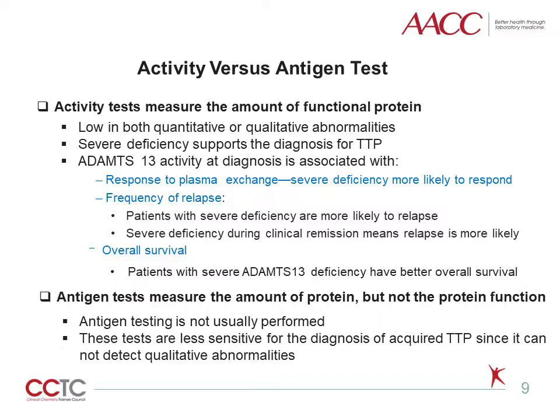ADAMTS13 activity is also associated with overall survival. Patients with severe ADAMTS13 deficiency have better overall survival than patients without severe deficiency due to the better response to plasma exchange. The antigen test measures the amount of protein, but not the protein function, which makes the antigen test less sensitive for the diagnosis of TTP because it cannot detect qualitative defects and therefore is not usually performed.